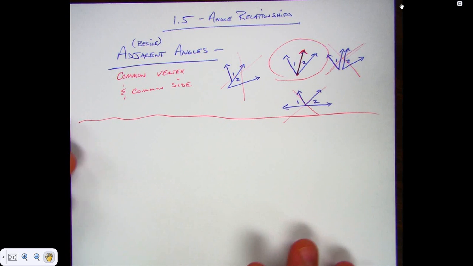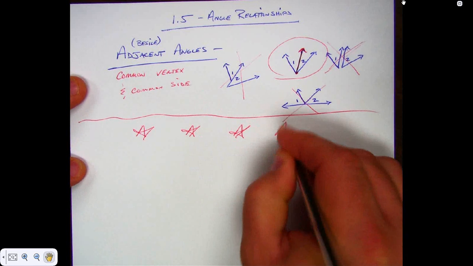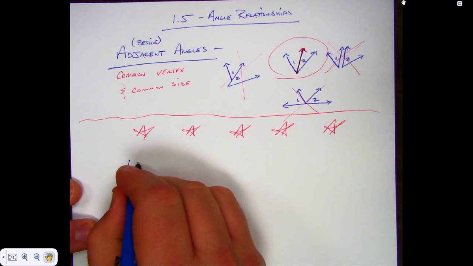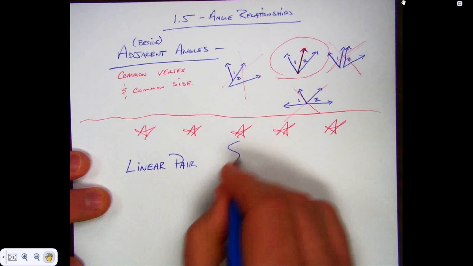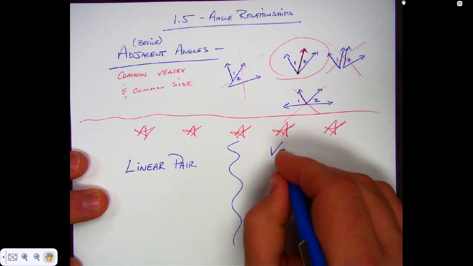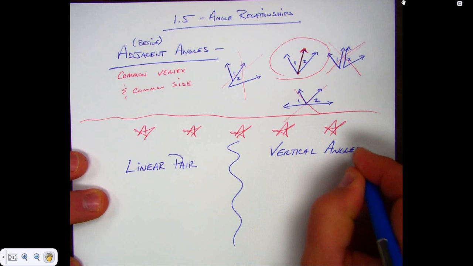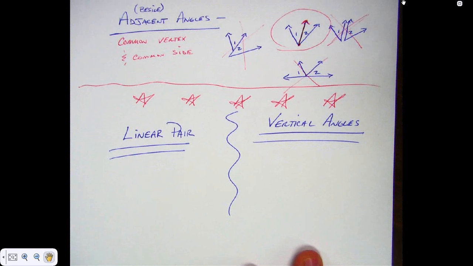The next two are super, super, super important. You will use them over and over and over again. First one is called a linear pair. Next one is vertical angles. Okay. First, let's focus on linear pair.